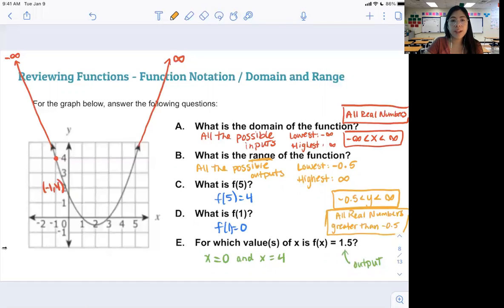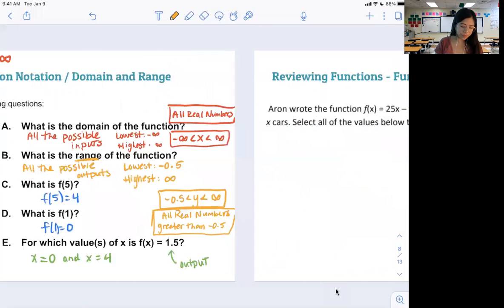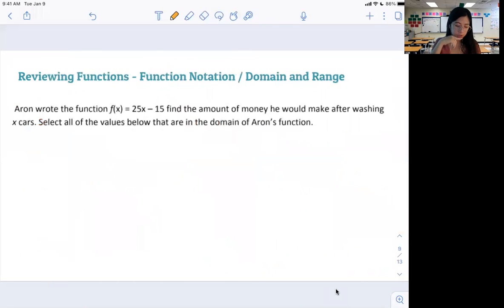Okay. So in that case, we're kind of done with what functions are and how to identify different parts of a function. Now, let's do a couple of word problems. In this problem, we're still talking about domain and range, but we no longer have a graph. So we're going to talk about how to figure this out when you don't have a graph. So here we go. Aaron wrote the function f of x equals 25x minus 15 to find the amount of money he would make after washing x cars. Select all of the values below that are in the domain of Aaron's function.